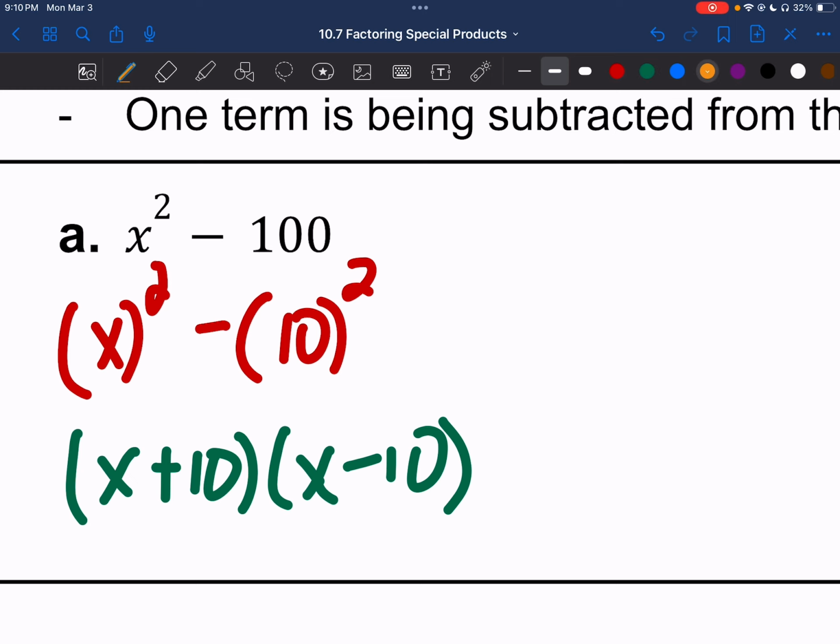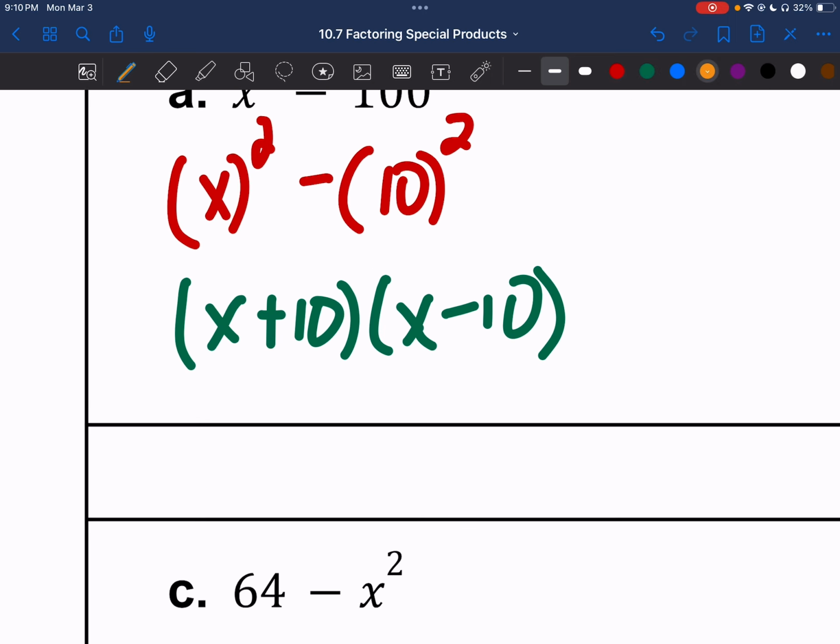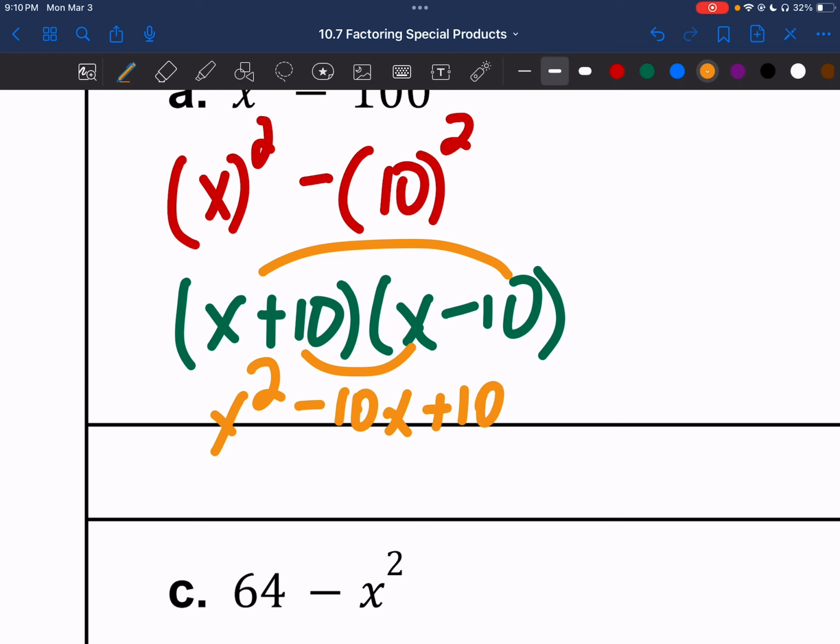Now, I know you don't believe me, so let's check our work on this one. X times x is x squared. X times negative 10 is minus 10x. X times positive 10 is plus 10x. Negative 10 times 10 is minus 100. Hey, look, x squared minus 100. It's the difference of perfect squares, right? If you're thinking back to lesson 10.4, where we did special products, that was a way for us to identify these special products so we can make factoring a little bit easier and faster on ourselves.